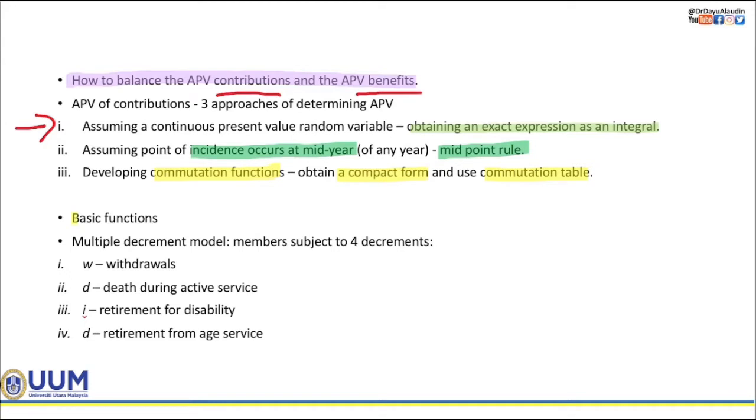So there are basic functions. We have four decrements: withdrawals, death during active service, the third one is I, which stands for disability retirement, and the fourth one is retirement from age service.